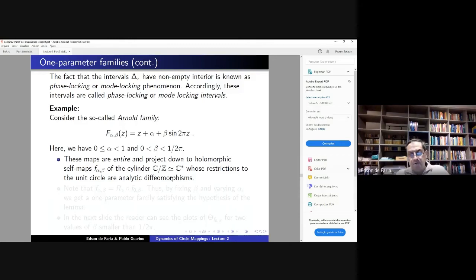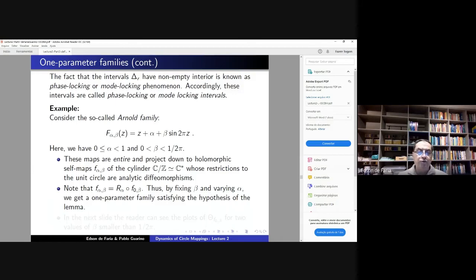Of course, for them to be diffeomorphisms, beta has to be in the range that you see there: beta has to be between 0 and 1 over 2 pi. This is a simple calculation. Just calculate the derivative, and you see that on the unit circle, on the real line, if beta is between 0 and 1 over 2 pi, the derivative of these maps is always going to be positive.